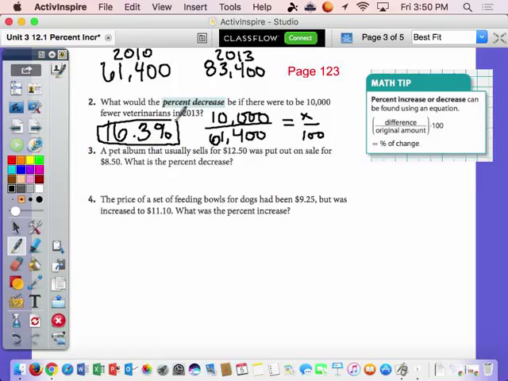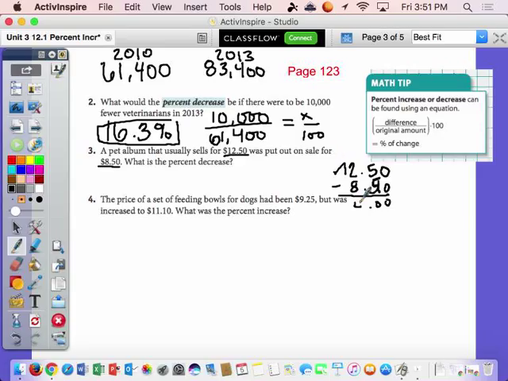Okay? That's all we are doing. So if you do the same thing, this one doesn't tell you what the difference is. That's your step one, is to find it. So this usually sells for $12.50, was put on sale for $8.50. So first, let's find our difference. What is $12.50 minus $8.50? How many dollars is that? How many cents is that? Oops, that's supposed to be 50, my bad.